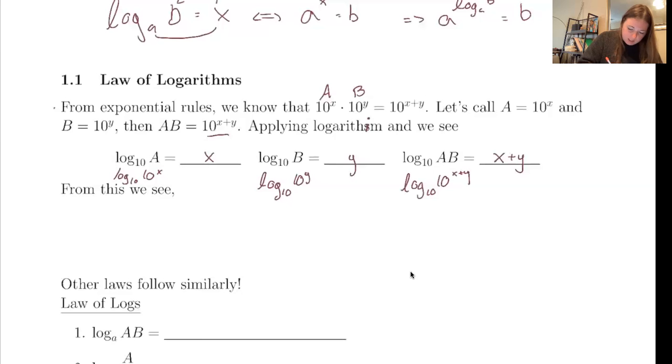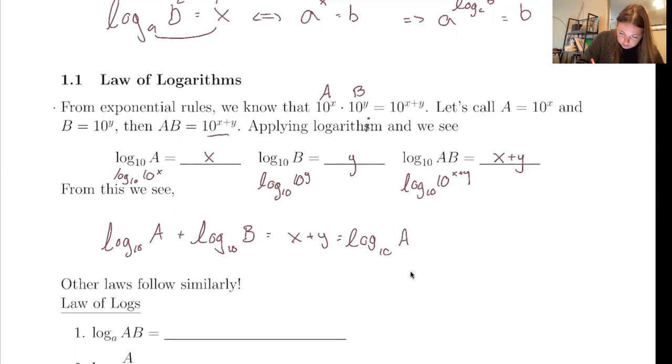So then we can see that log base 10 of A plus log base 10 of B is going to be X plus Y, which also is log base 10 of A times B. So from there, we can see that if two logarithms are added together with the same base, similar to how exponents work, I can put them in one logarithm and multiply them.